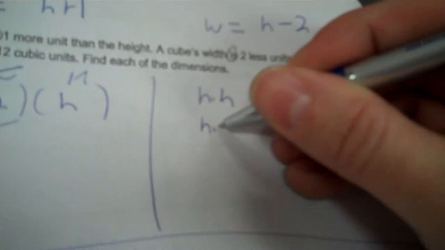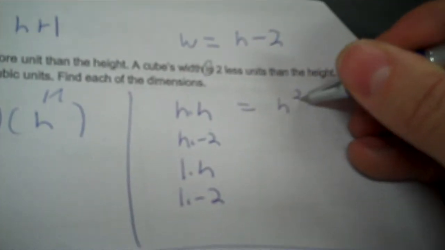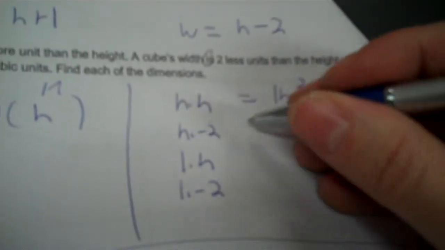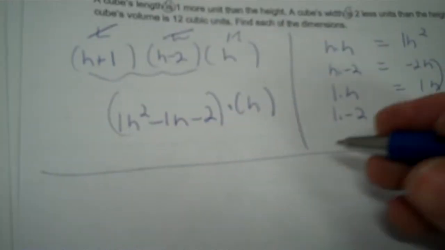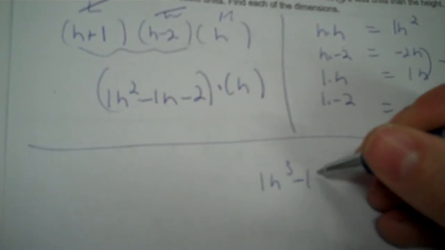H times h, times negative 2, 1 times h, 1 times negative 2. I'll put a 1 there because I'm going to need it later. Negative 2h, 1h, and negative 2. So it gives me 1h to the second, and combine those, negative 1h minus 2. Now, don't just drop that down because you still have to multiply by h. But that's easy. That just goes to 1h to the third minus 1h to the second minus 2h.